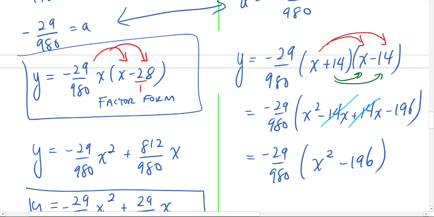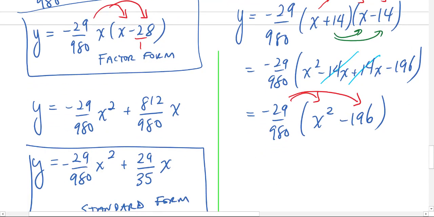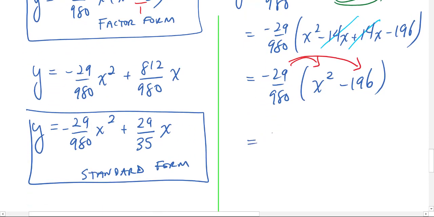And our last step is to distribute this fraction into the brackets. So the x squared is just multiplied by 1, so we're going to multiply it by negative 29 over 980 times 1 is just negative 29 over 980. And then we've got to multiply the 196 by 29. Remember, that's 196 over 1. So that gives me, if I use my calculator here, 5,684. And then over 980.